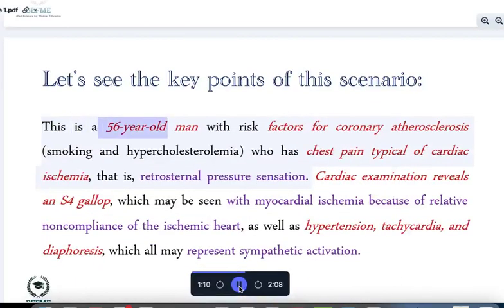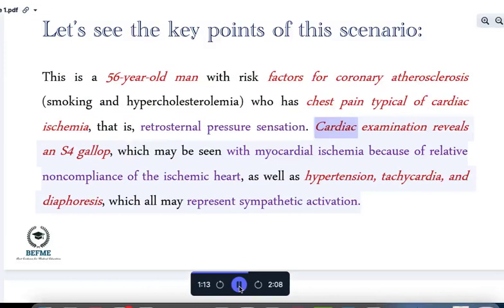This is a 56-year-old man with risk factors for coronary atherosclerosis, smoking and hypercholesterolemia, who has chest pain typical of cardiac ischemia, that is, retrosternal pressure sensation. Cardiac examination reveals an S4 gallop, which may be seen with myocardial ischemia because of relative noncompliance of the ischemic heart, as well as hypertension, tachycardia, and diaphoresis, which all may represent sympathetic activation.